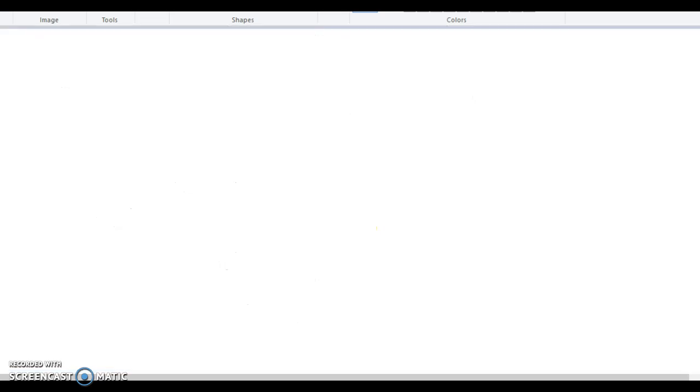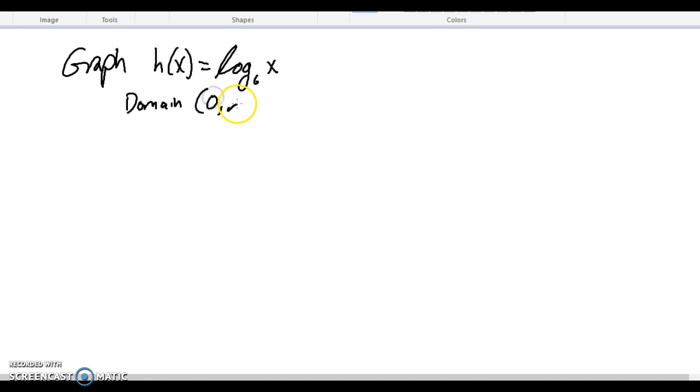So let's look at a new page and now try to graph. How about we graph h of x equals log base 6 of x. Well, how am I going to do that? There's a few things we had from last time. First of all, we know the domain is 0 to infinity. We know there's a vertical asymptote on the y-axis. So let's draw my axes over here.